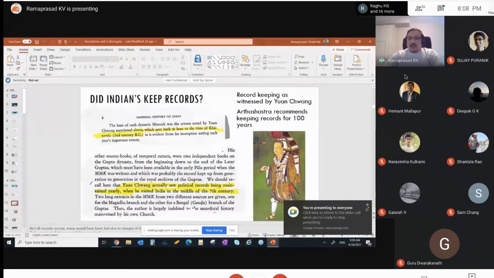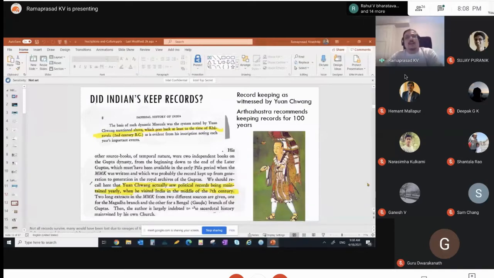So I was talking about records. How do we know these records were kept? I said the Arthashastra recommends keeping records for 100 years. Yuan Chwang, in his book, talks about seeing political records being maintained yearly when he visited India in the middle of the 7th century. He came to India sometime around 620 or 630, when Harsha was ruling in the north and the Chalukya Pulakeshin was in the south, and he went all around India. So some of these things we get from records of other visitors to India.